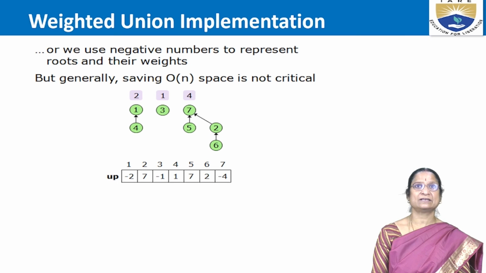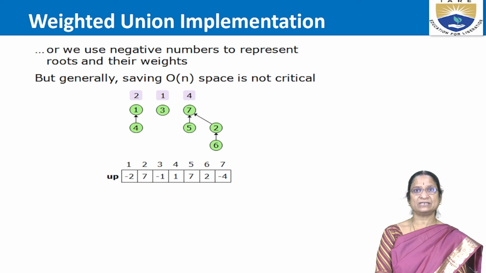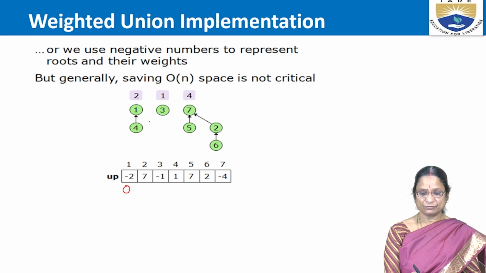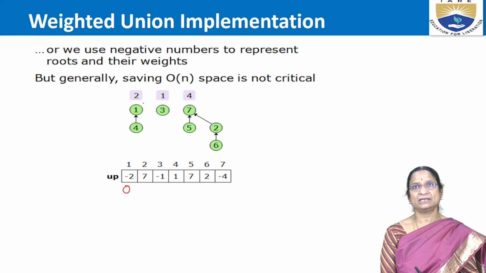Or we can use negative numbers to represent the roots and their weights. Instead of using 2 arrays, we can use 1. What we used previously was 0, which represents that the node is a root. But instead of that, we will represent the weight. To distinguish whether it is a parent number or a weight, we use a negative sign. Here 1 is a root. Previously it was 0, but the weight of this subtree is 2, so we represent it as -2.